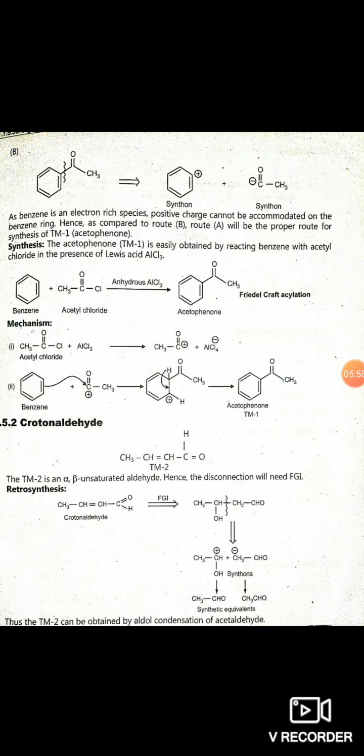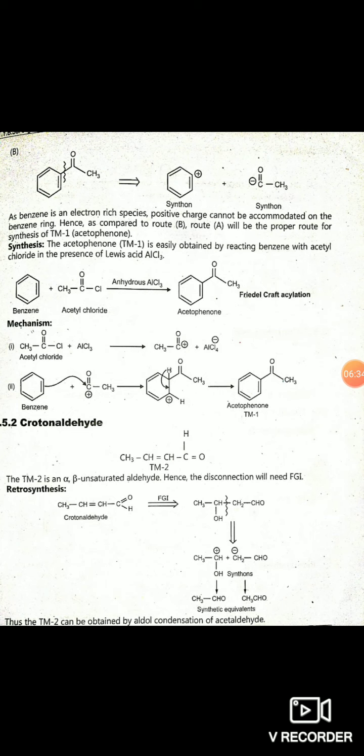Then in second route, disconnection of the acetyl group, then presence of positive charge on benzene ring and negative charge on carbonyl carbon. As benzene is an electron-rich species, positive charge cannot be accommodated on the benzene ring. Hence, as compared to route B, route A will be the proper route of synthesis of target molecule, first acetophenone, then the synthesis of acetophenone.